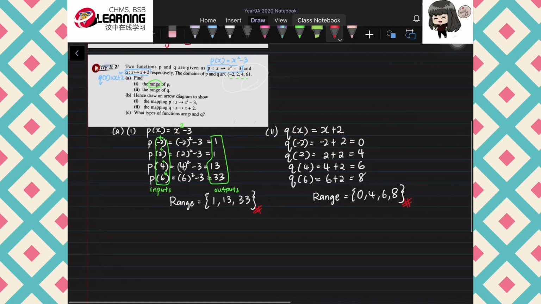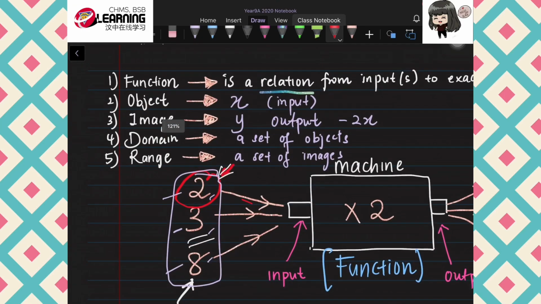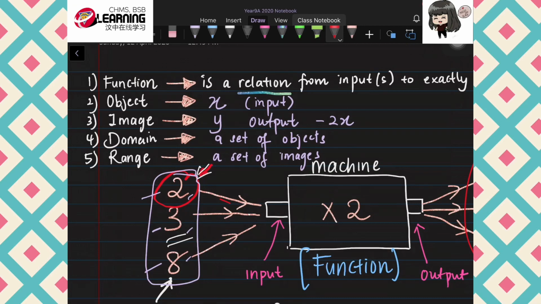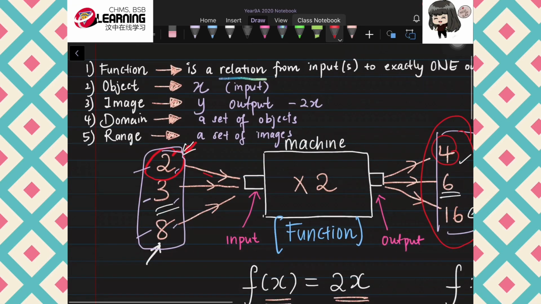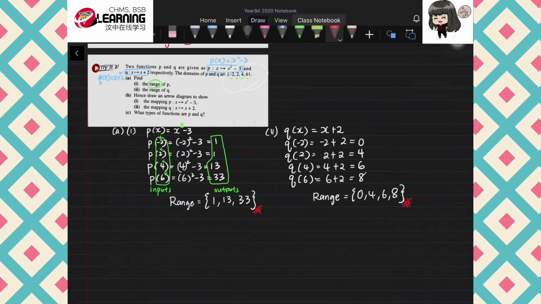So far, okay? So you have to know the definitions again of function, object, image, domain, and range. You need to understand the words here, the vocabulary of the 5 words just now. Hope you don't get confused.